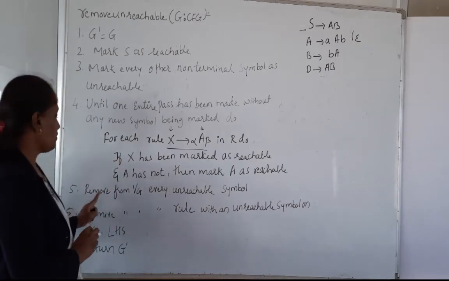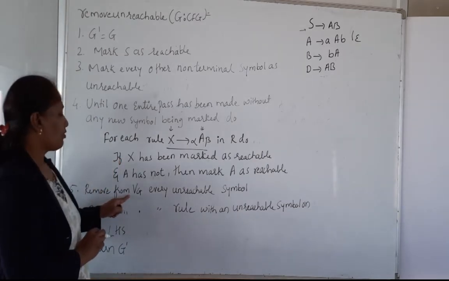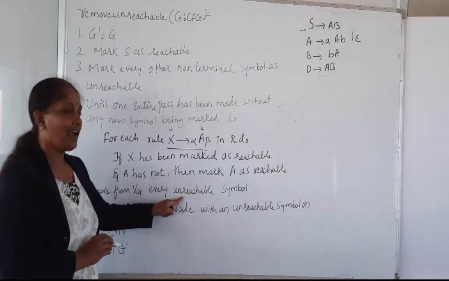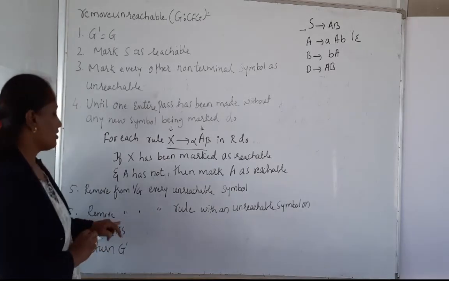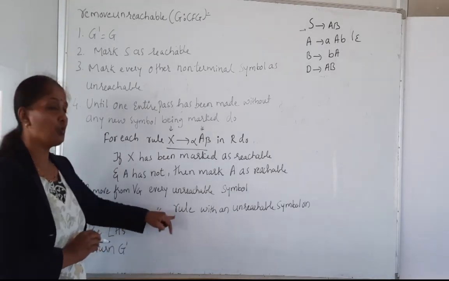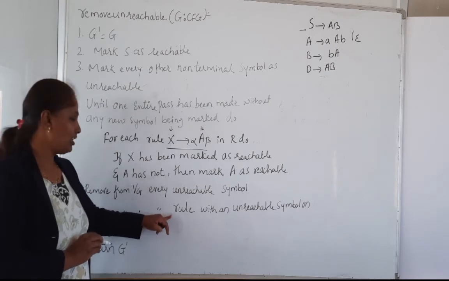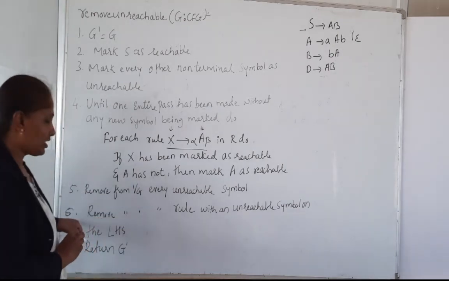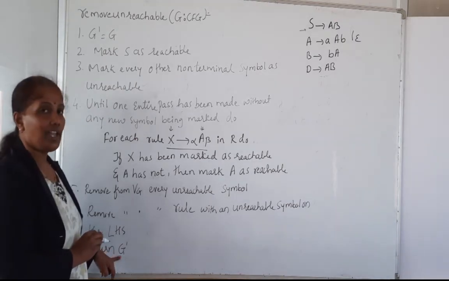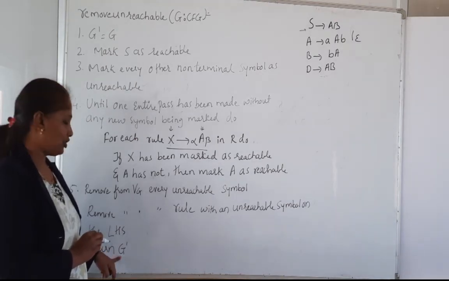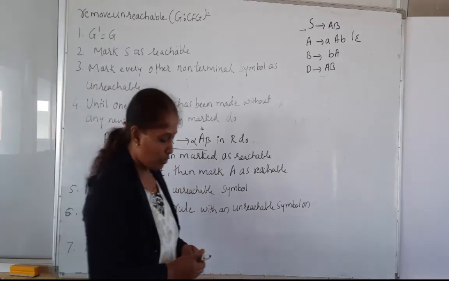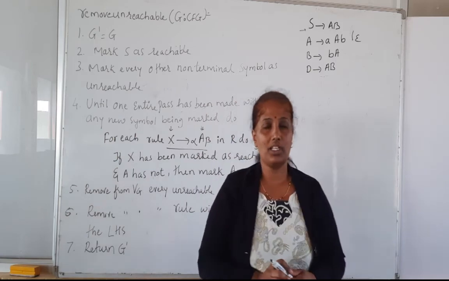Next, in the fifth step, we are going to remove from G dash the variables which are unreachable. Next, the rules of the unreachable symbols we are also going to remove from the grammar, according to the sixth step. Then we are going to return G dash, which is free from the unreachable symbols. So we will take one example and see how to remove the unreachable symbols from the grammar.